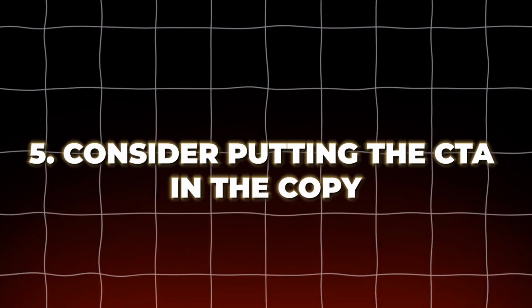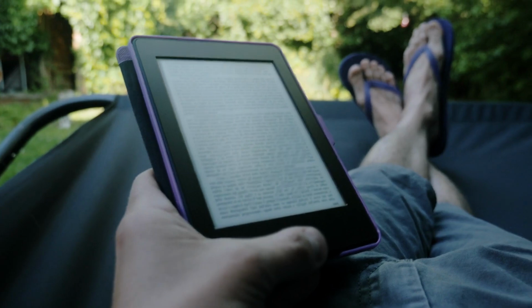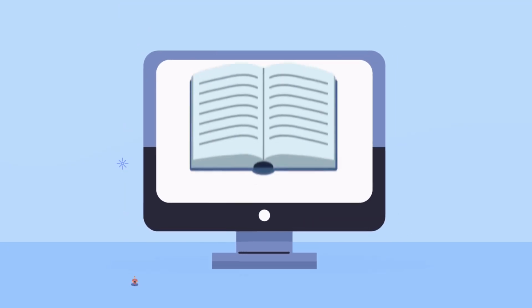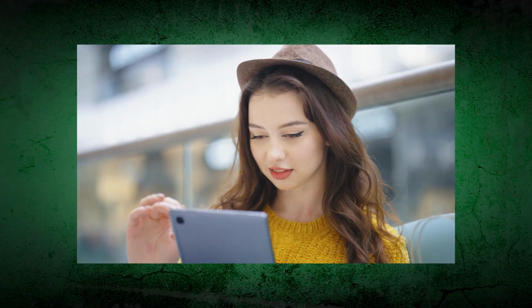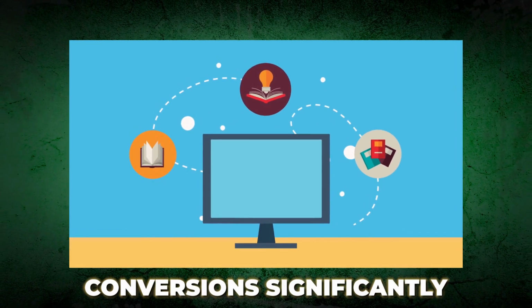5. Consider putting the CTA in the copy. The purpose of pop-ups and slide-ins is to get the reader to notice your offer. Another option is to put it right in the content they are consuming. The size and placement make it hard to miss. Your biggest challenge for getting visitors to bite on your lead magnet is getting them to notice your offer. By using these tips, you can increase your conversion significantly.